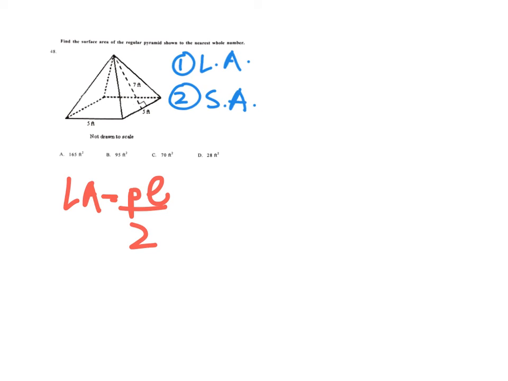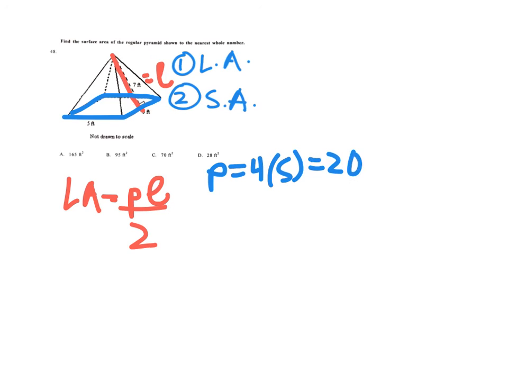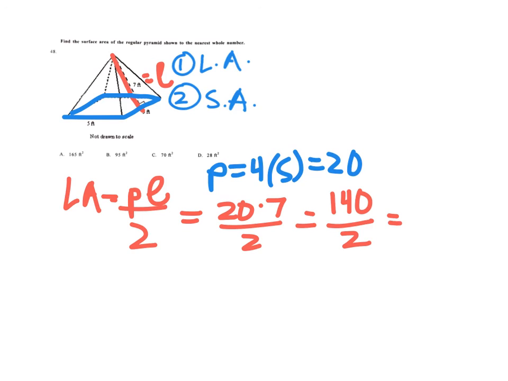They already gave me my slant height, which is great. That's 7. So we have to find the perimeter of the base first. If I look at my base, each side is 5, and there are 4 sides. So P is going to equal 4 times 5, which is 20. So if I plug that into my formula, we're going to have 20 times 7 divided by 2, which is going to be 140 divided by 2, which is 70.